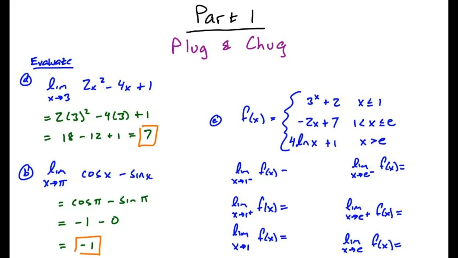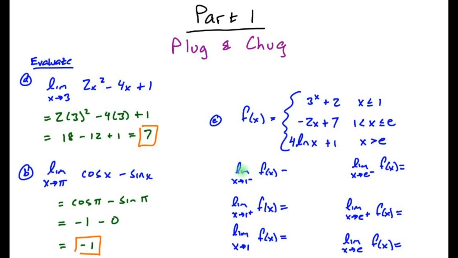Now this story will get a little bit more interesting with a piecewise function. So on the right, we've got f of x defined in 3 pieces. 3x plus 2 for x values less than or equal to 1. Negative 2x plus 7 for x values between 1 and e. And 4 ln of x plus 1 for x values that are bigger than e. Now we've got a few limits to evaluate down below.